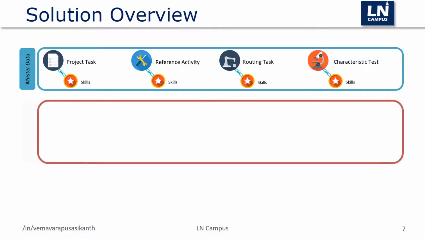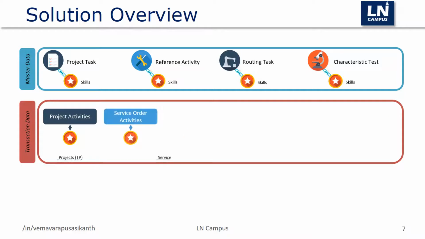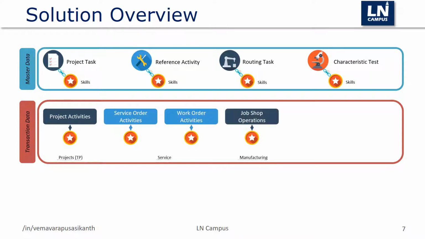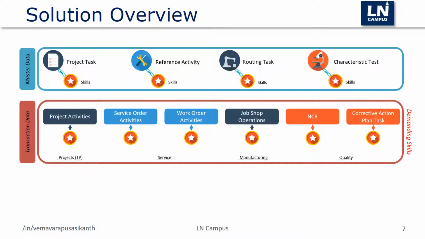When an order is created, the skills from the master data are copied to the order level. In other words, the skills are copied from the master data to the transaction data. These skills are called as demanding skills. On the other hand, we can maintain the skills that an employee is capable of. An employee can have more than one skill. These skills are called supplying skills.